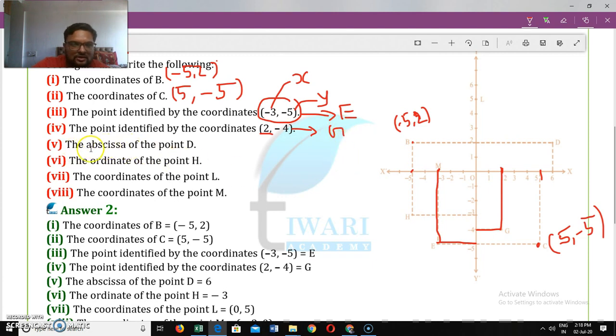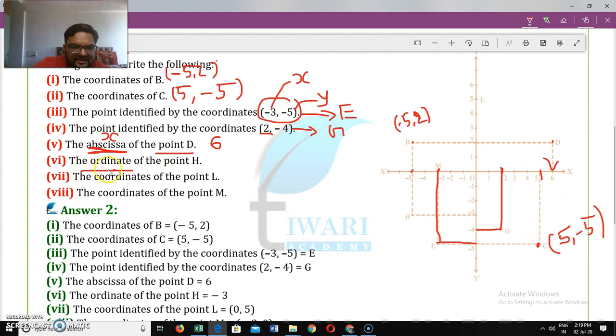Similarly, we want to talk about the abscissa. Okay, fine, I did not talk about the abscissa in the beginning. Abscissa means the x value. So we have to say the x value of point D. Where is point D? Here. We have to say its x value. The answer is 6. Here, the D value is 6.